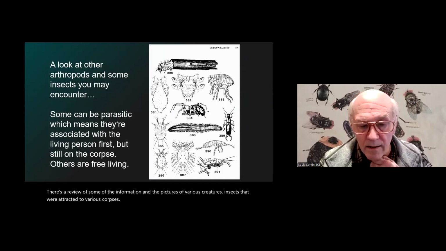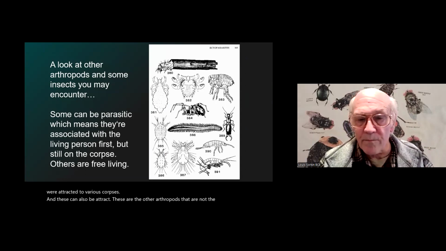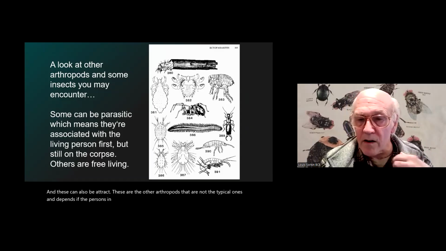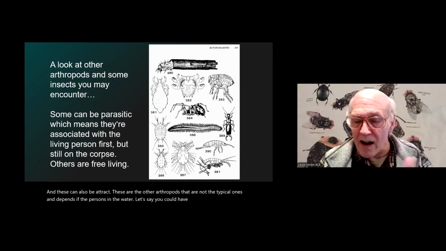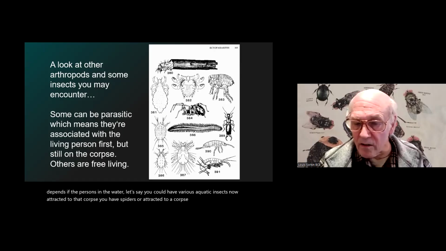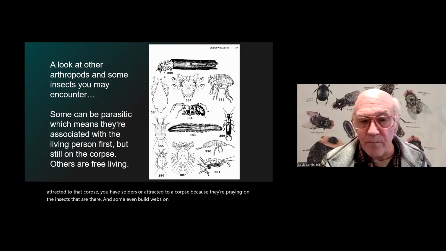And these are the other arthropods that are not the typical ones. It depends if the person's in the water. Let's say you could have various aquatic insects now attracted to that corpse. Spiders are attracted to a corpse because they're preying on the insects that are there, and some even build webs on the corpse to pick up things.